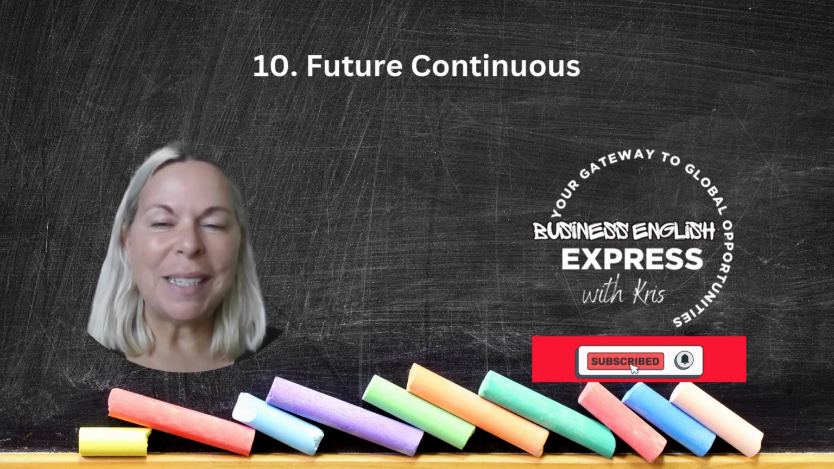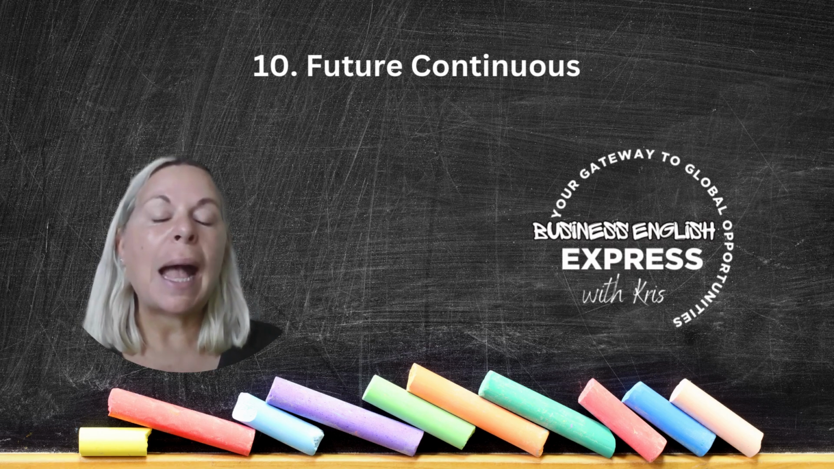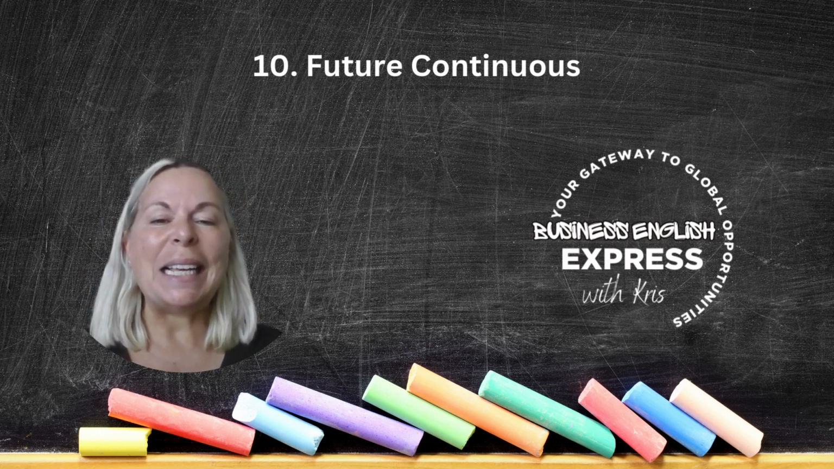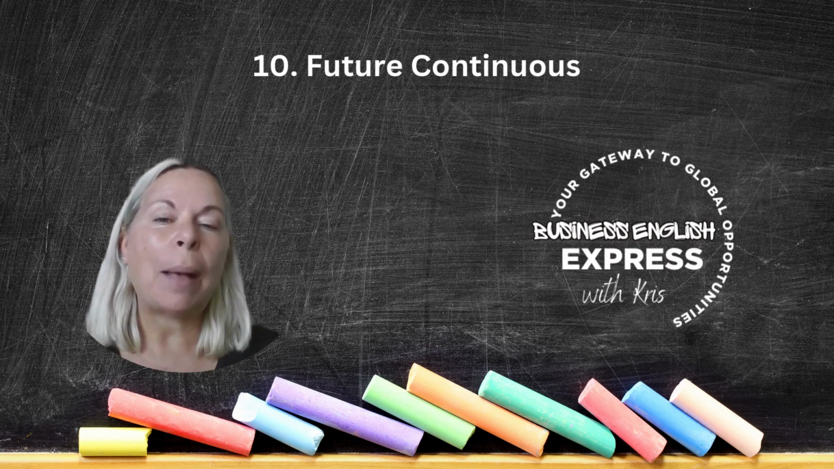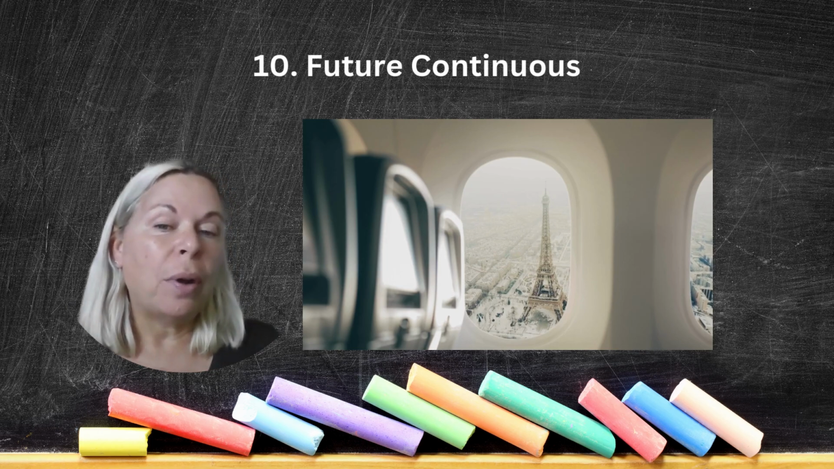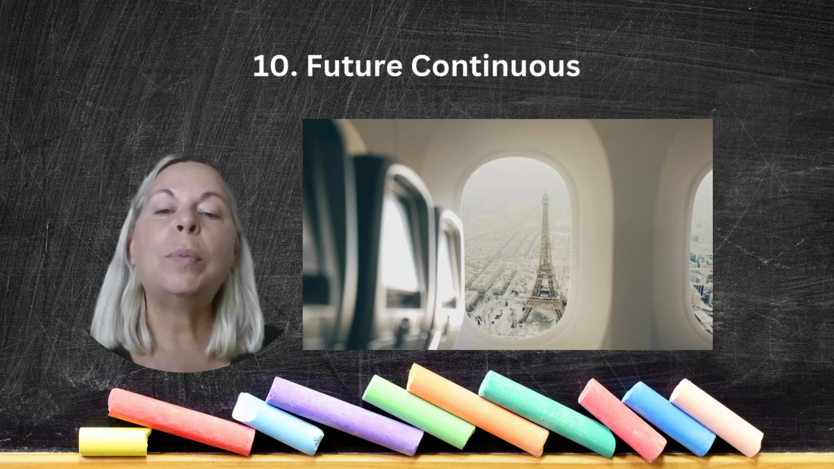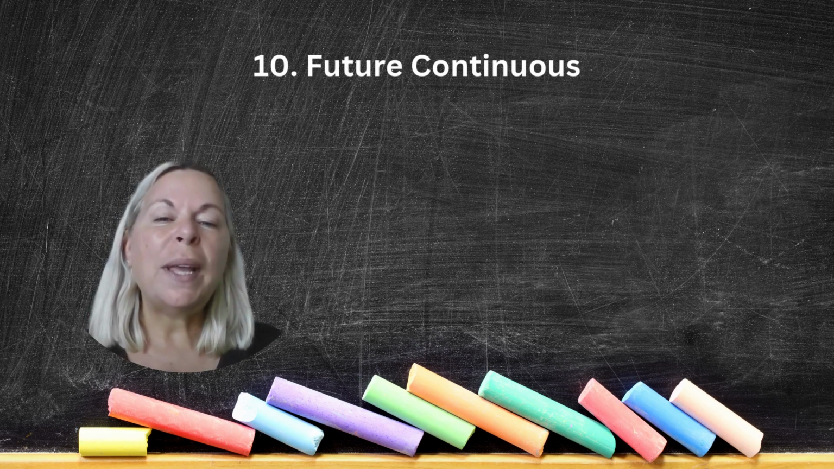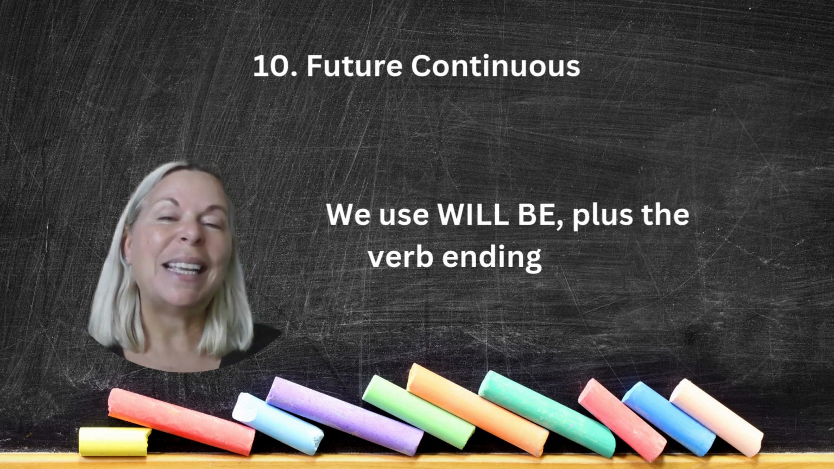Use the future continuous to talk about actions that will be in progress at a specific time in the future. It's like saying, at this point in the future, this action will be happening. For example, this time tomorrow, I will be flying to Paris. Or we will be watching a movie when you arrive. We use will be plus the verb ending in ing.